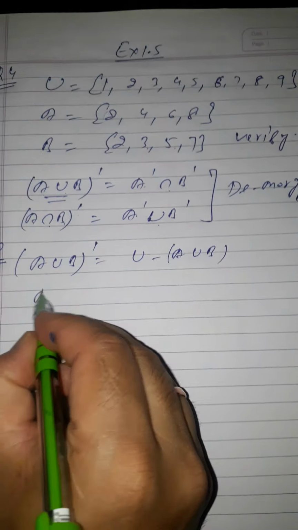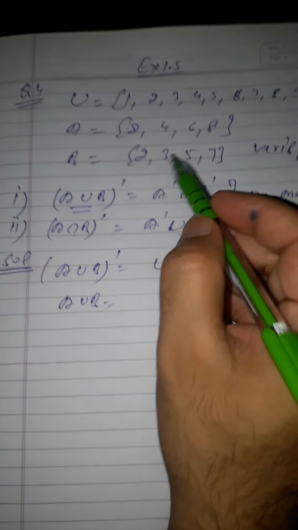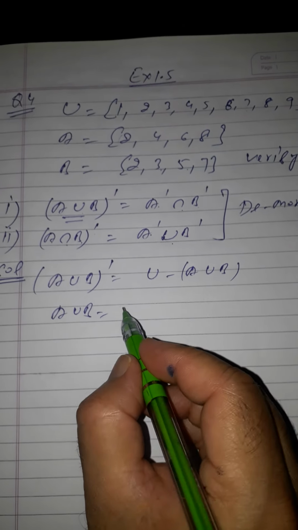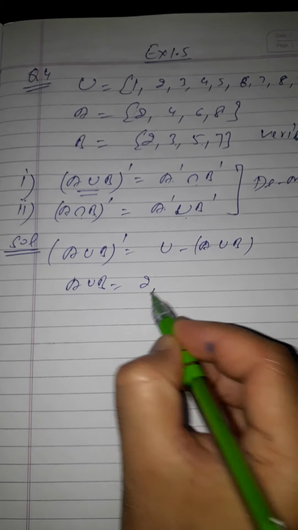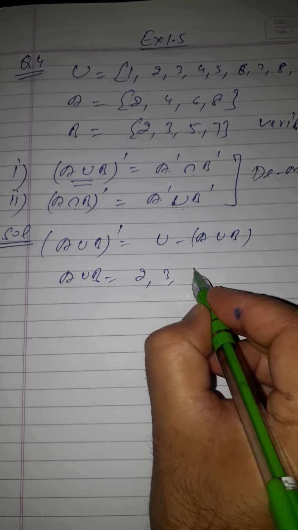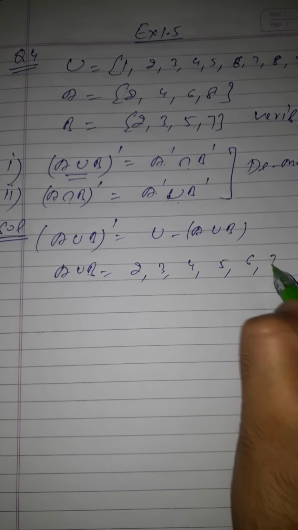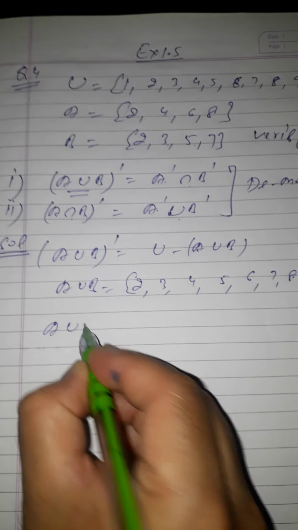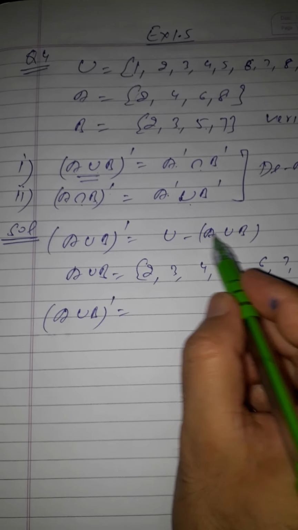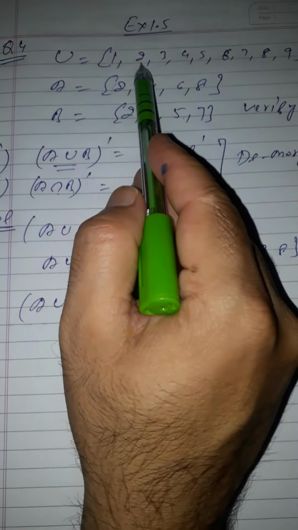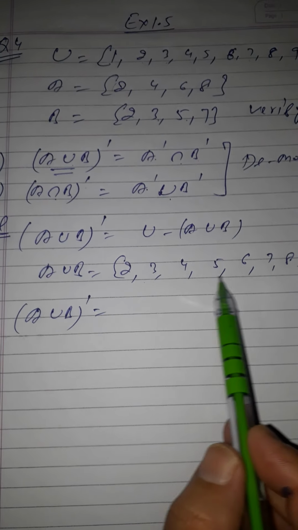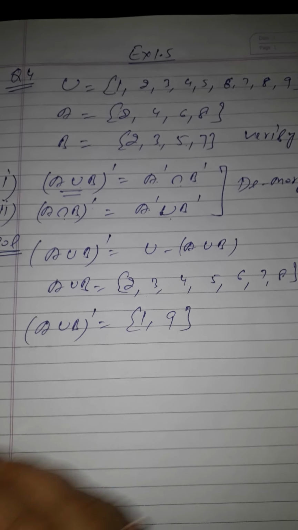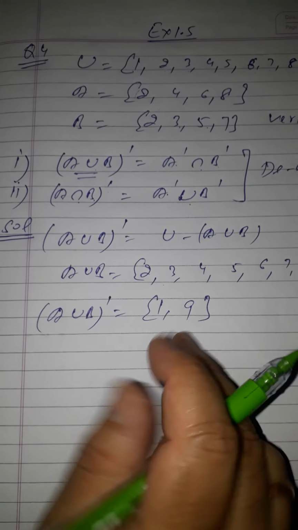First of all, I am going to find out what A union B is. When we write A union B, here it is 2, then 3, then 4 will come, 5, 6, 7, 8 will come. This is A union B, students, right? Now for (A union B)' we will write U minus (A union B). So 2, 3, 4, 5, 6, 7, 8 all are coming here. What is left? 1 and 9. So it will be equal to {1, 9}. This is the left hand side, which I have proved.